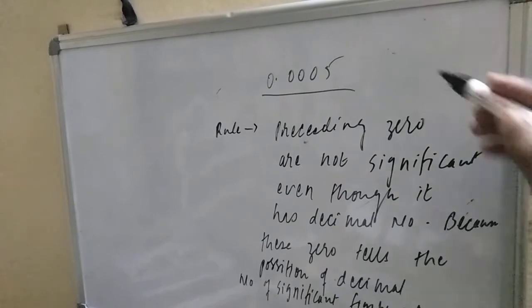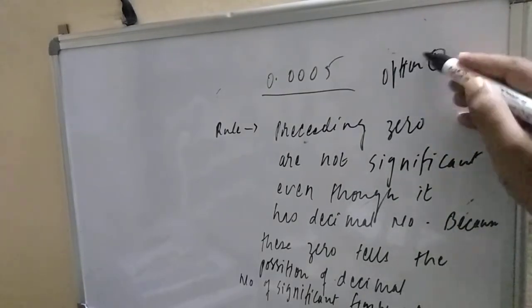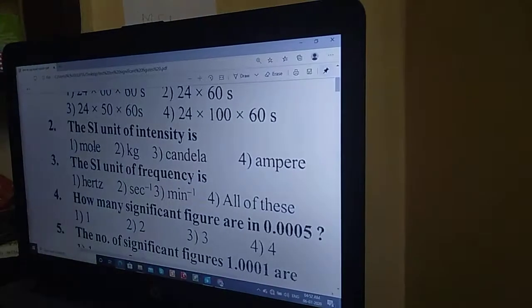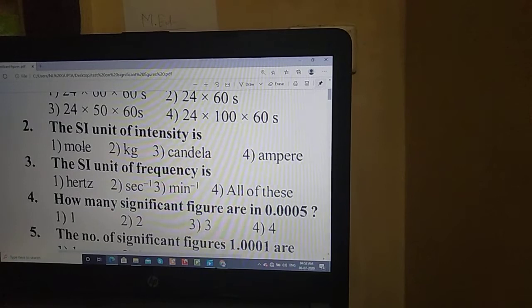So if you talk about the options, the correct one will be option number 1, student. Now check with the answers, student. Here on the laptop screen, you will find that option number 1 has given only one significant figure. Now let us move to another question, student.